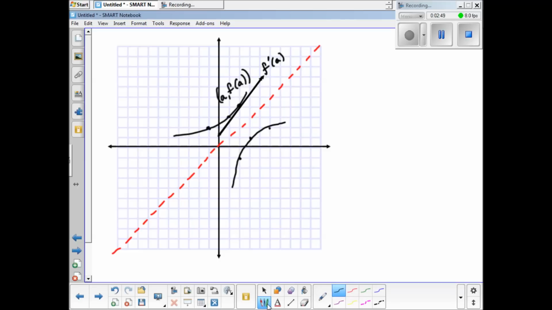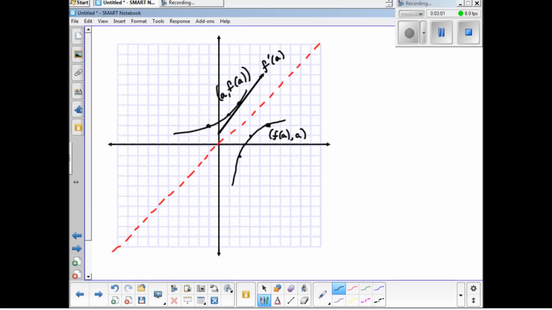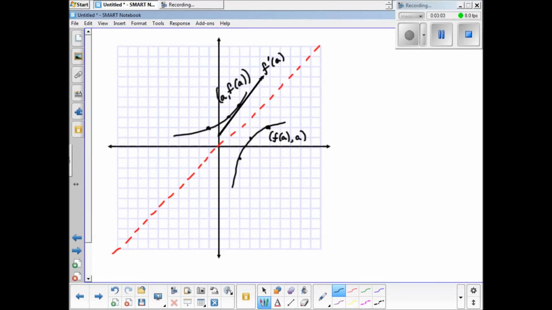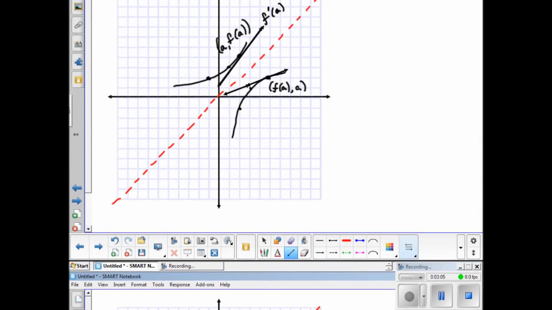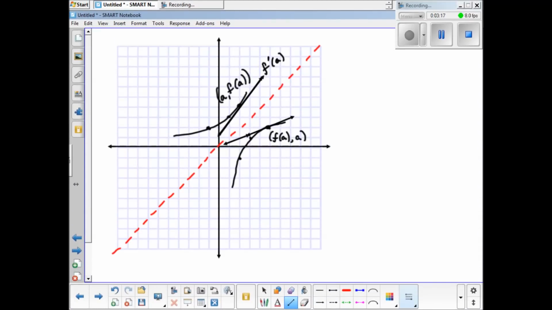And of course the point that we just had would reflect as well. So that point, a comma f of a, would reflect, and its coordinates would literally be f of a comma a. Now the tangent line would also reflect. So the question is, what would the tangent line look like, right? Let's see if I can draw that one stroke. Something like that. But what would its slope be?